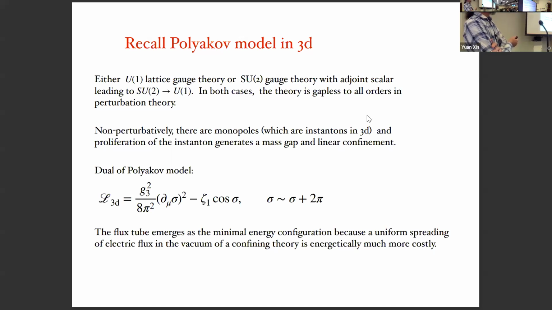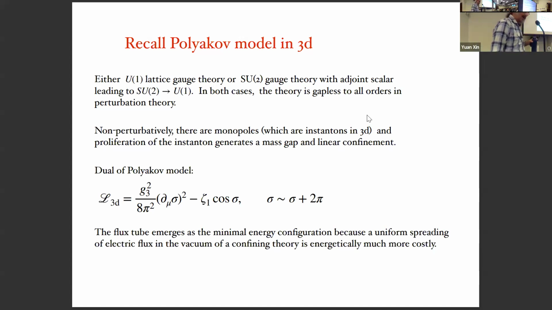You can think of it either as U1 lattice gauge theory or SU2 gauge theory with adjoint scalar, where SU2 is broken down to U1. In both cases, if you look to long distance dynamics, it is gapless to all orders in perturbation theory. However, as shown by Polyakov long time ago, there are non-perturbatively monopole configurations. These are instantons in 3D, events in space-time, and their proliferation generate a mass gap.